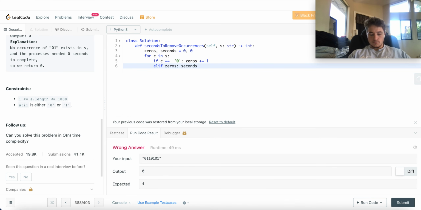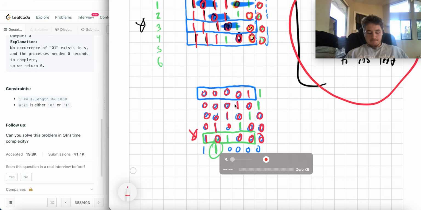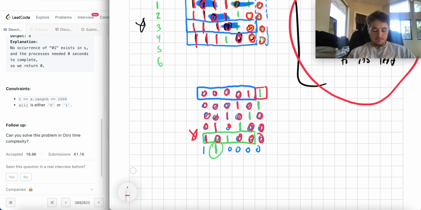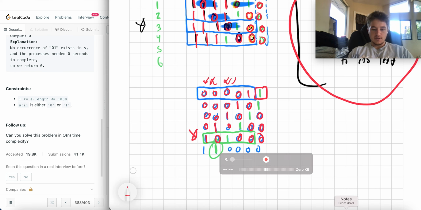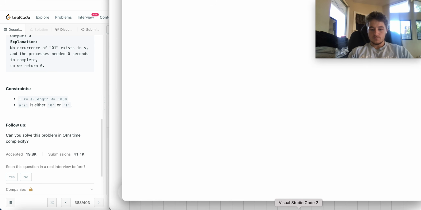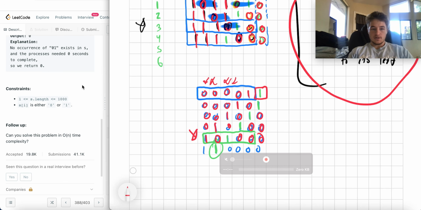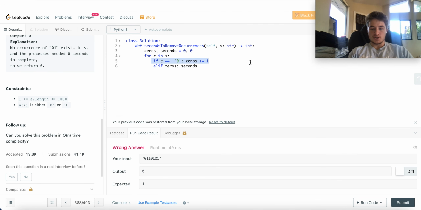Well, it's a combination of both these factors. For this system here, how long is it going to take? Well, it could take 4 seconds because there's 4 zeros to the left. That's why we're collecting the number of zeros we've seen so far.